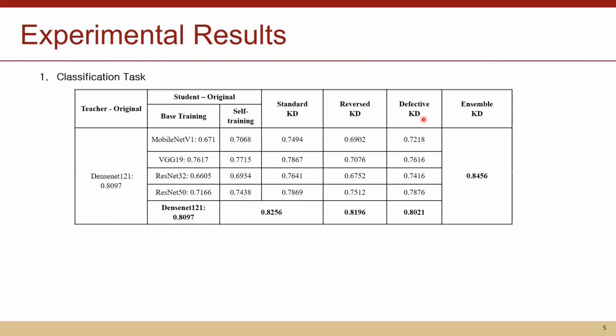Or defective KD, where we train only a very few epochs, so it may not be as good compared to the previous ones, and we observe around 0.81 or 0.8. But if we apply the Ensemble KD, which means the combination of the four student models, so the teacher model here teaches the combination of the four, we obtain the highest accuracy, around 0.84 compared to the previous ones.